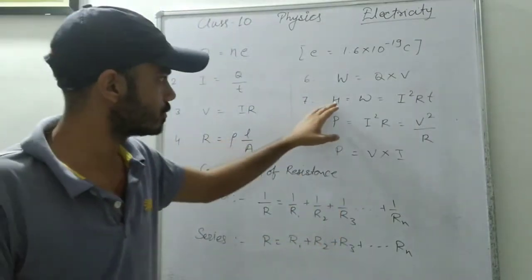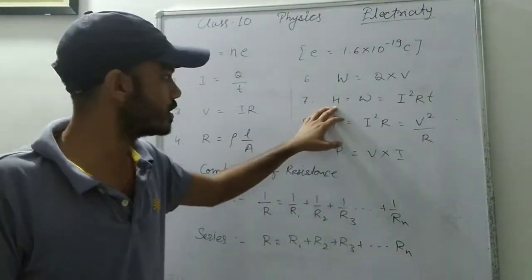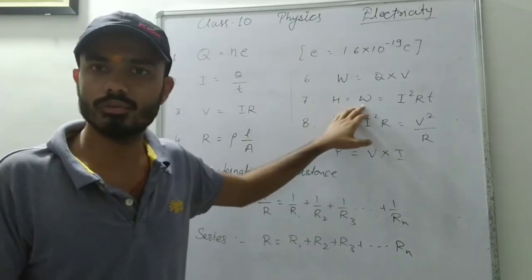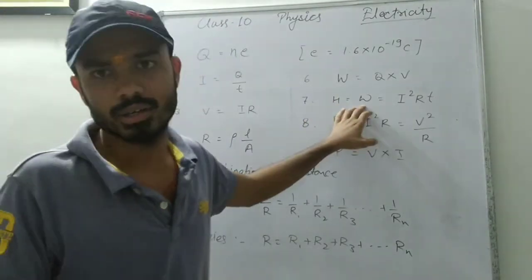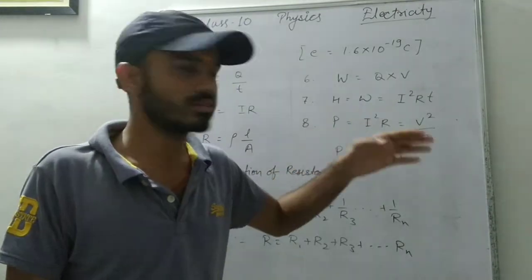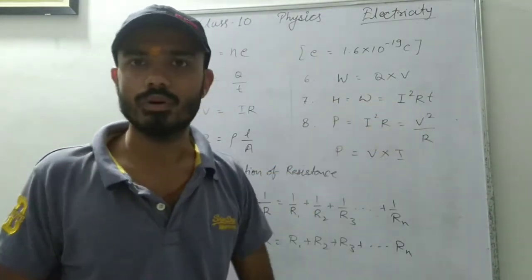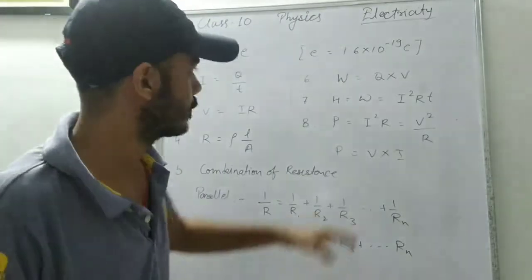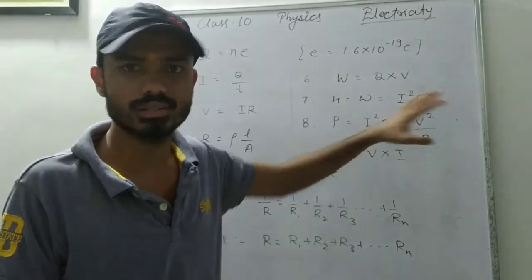Here H represents the heat. Heat is equal to the work done, as we discussed in our last topic, or we can say heat is calculated as the product I square RT. I is current, R is resistance and T is time.